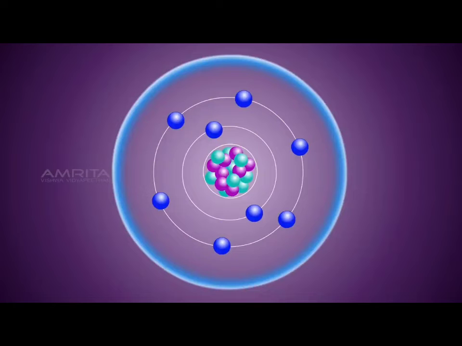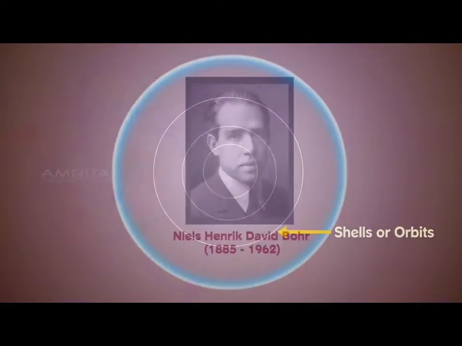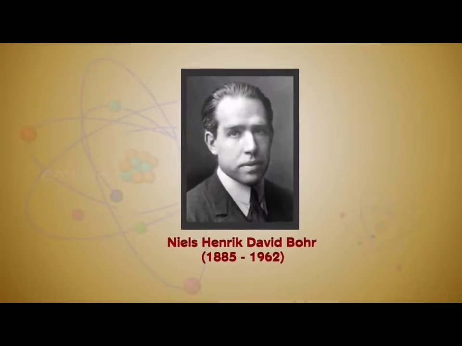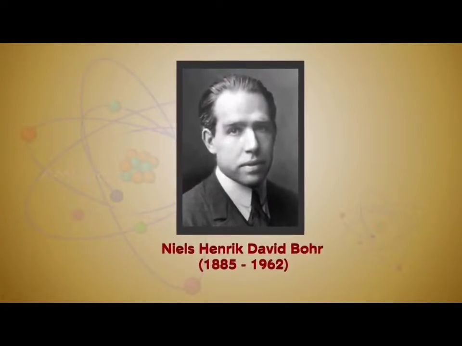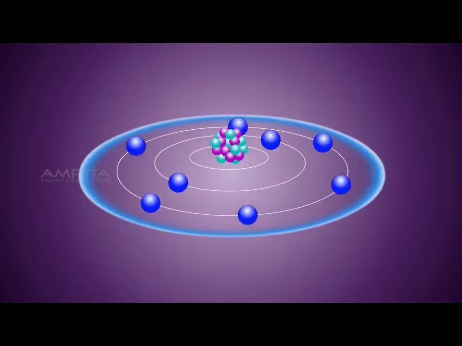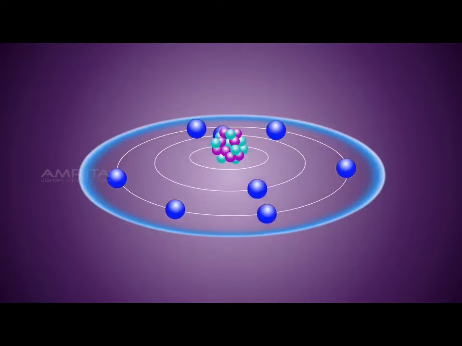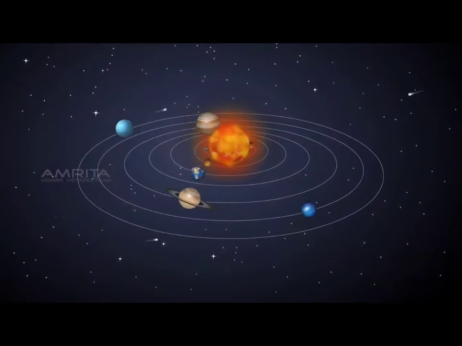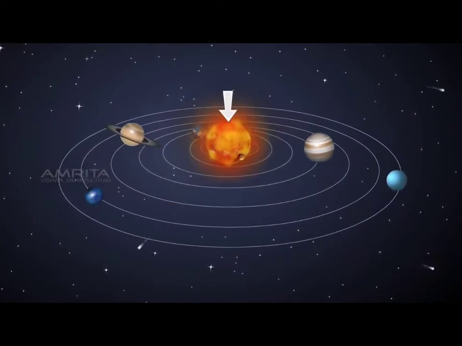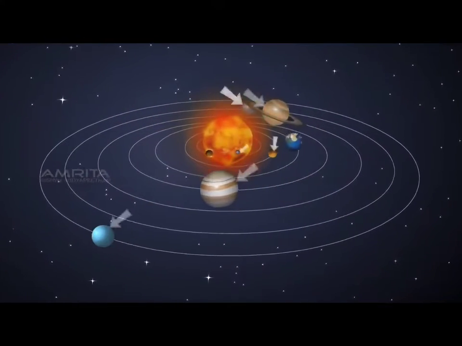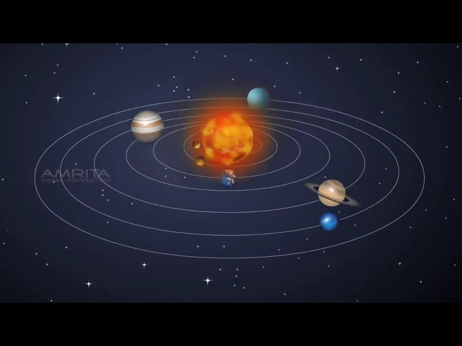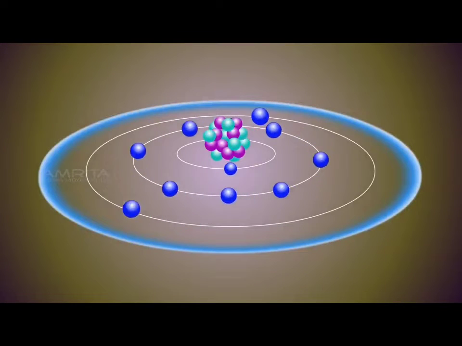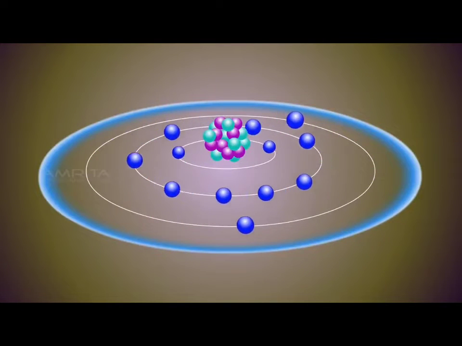Electrons are distributed in a definite path around the nucleus called shells or orbits. This concept was introduced by Niels Bohr. According to Bohr, different electrons revolve around the nucleus in their own different orbits. The atom has been compared to the solar system. In an atom, the nucleus is the sun and the electrons are the planets. Just like planets in the solar system, each electron revolves around the nucleus in its own different orbit.